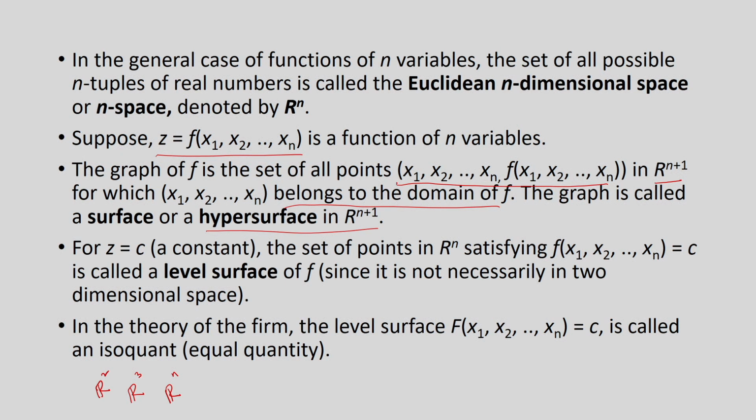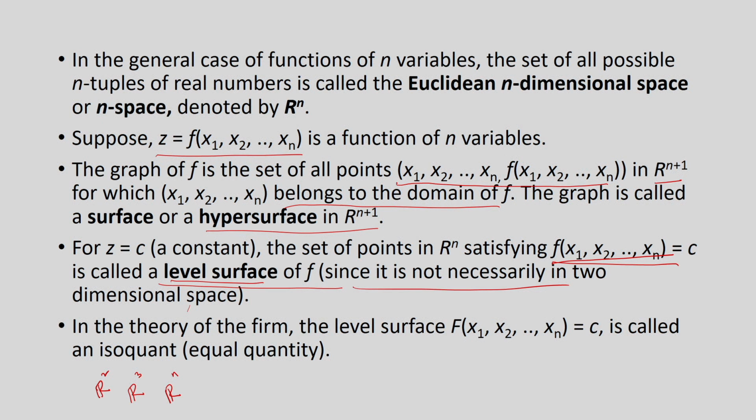And now we are saying that for a general case this is called a hypersurface, or a surface in general. For z equal to c, a constant, the set of points in R n satisfying f of x 1, x 2, ..., x n equal to c is called a level surface of f. We are not saying that it is a level curve. If it is a curve, then we are saying that it is in 2 dimensions, but it could be more than 2 dimensions. Therefore, we are saying that this is a level surface of f. So, this is the general form of a level surface.